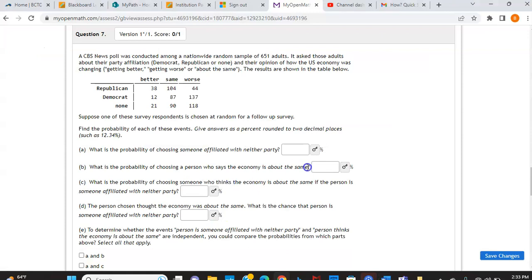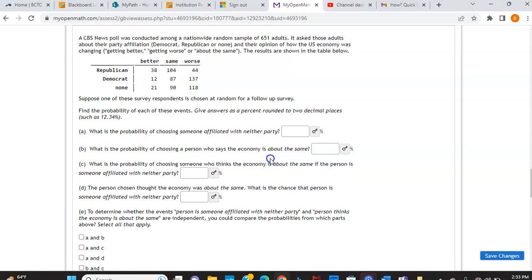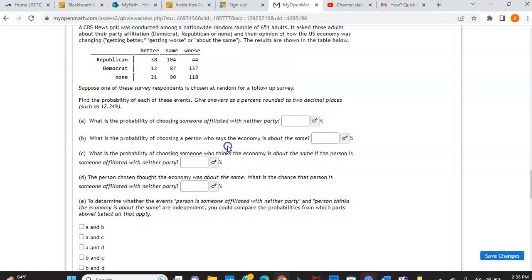So let's go back over here and see which of these two calculations we actually did. We did affiliated with neither party in part A. We did economy about the same in part B. And we did in C, the probability that someone thinks the economy is about the same, given they are not affiliated with either party. So that actually will go with B. So C and B go together.